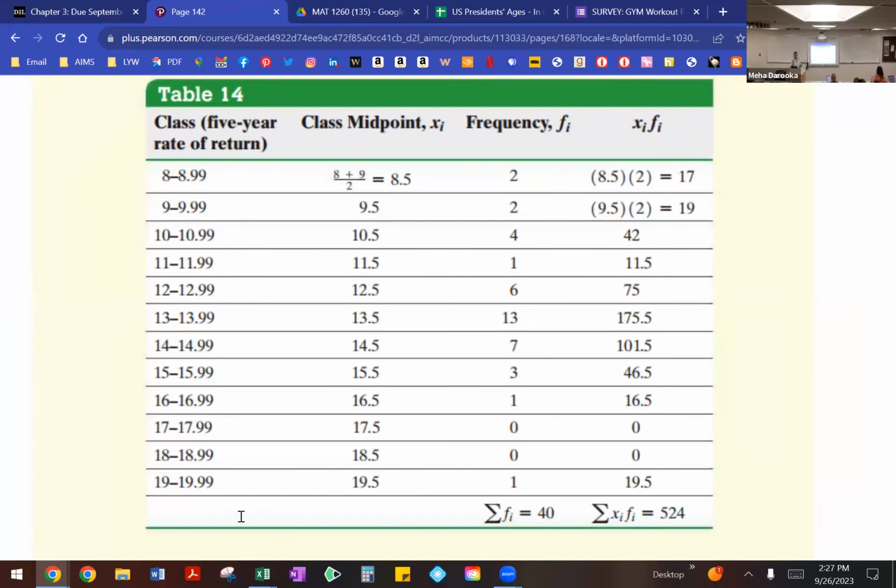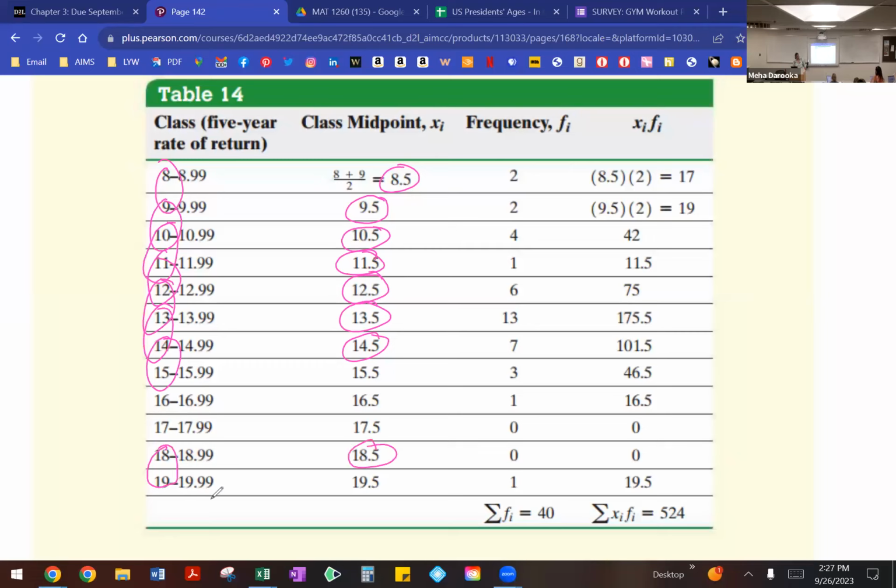So you can see here, we did 8 plus 9, which gave us 8.5 for that first class. Then you did 9 plus 10, so 9.5 for the second. Keep going, 10 and 11 would be 10.5. 11 and 12, 11.5, between 12 and 13, 13 and 14, 14 and 15, so on and so forth. Now the last one, or second to last, would be 18 and 19, which would give us 18.5.